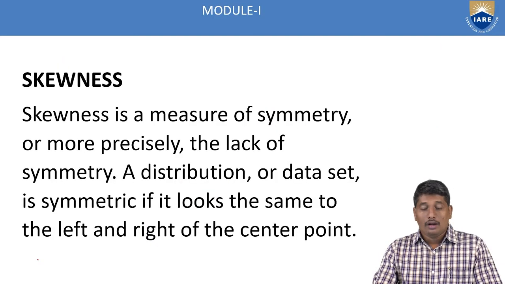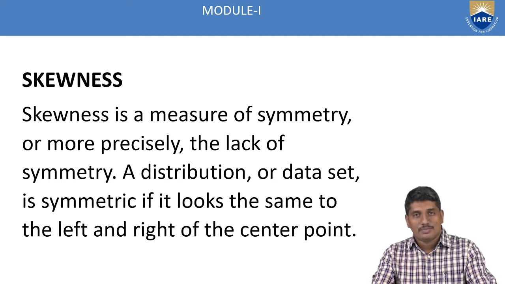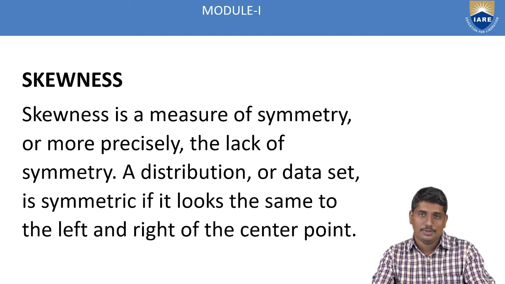Now we are entering the important aspect of continuous random variates, especially the Gaussian distribution, that is the measure of symmetry, that is skewness.